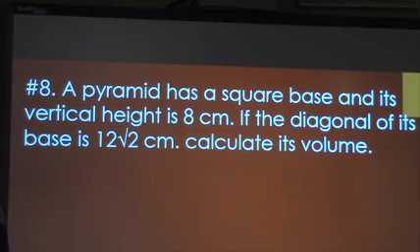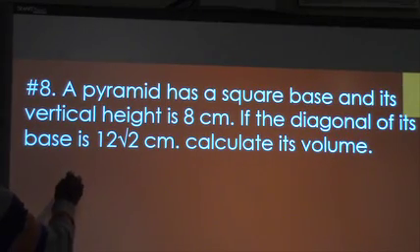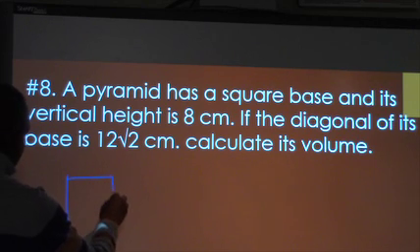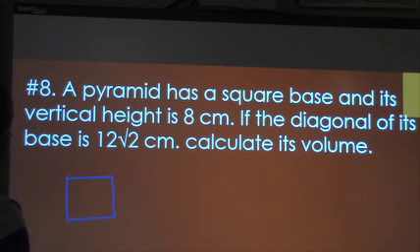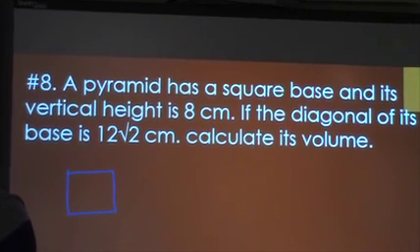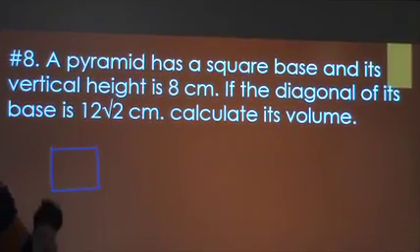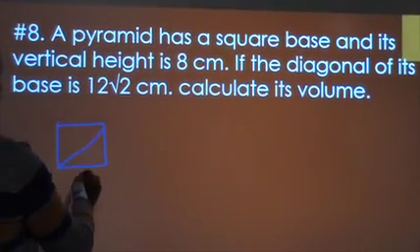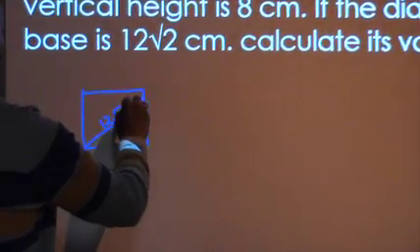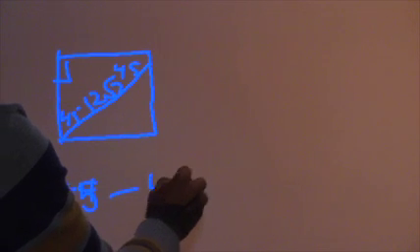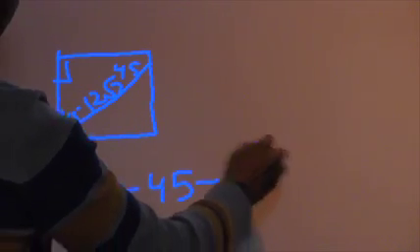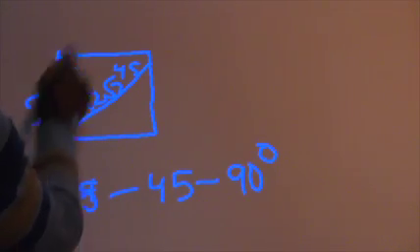Okay. Now we have a pyramid that has a square base. So instead of drawing the pyramid, what I want to do is draw the base. And I'm told that the diagonal of the base is 12 square root of 2. So if it's a square, that means I have 90, 45, 45. So I have a 45, 45, 90 triangle. So these two sides are going to be equal.